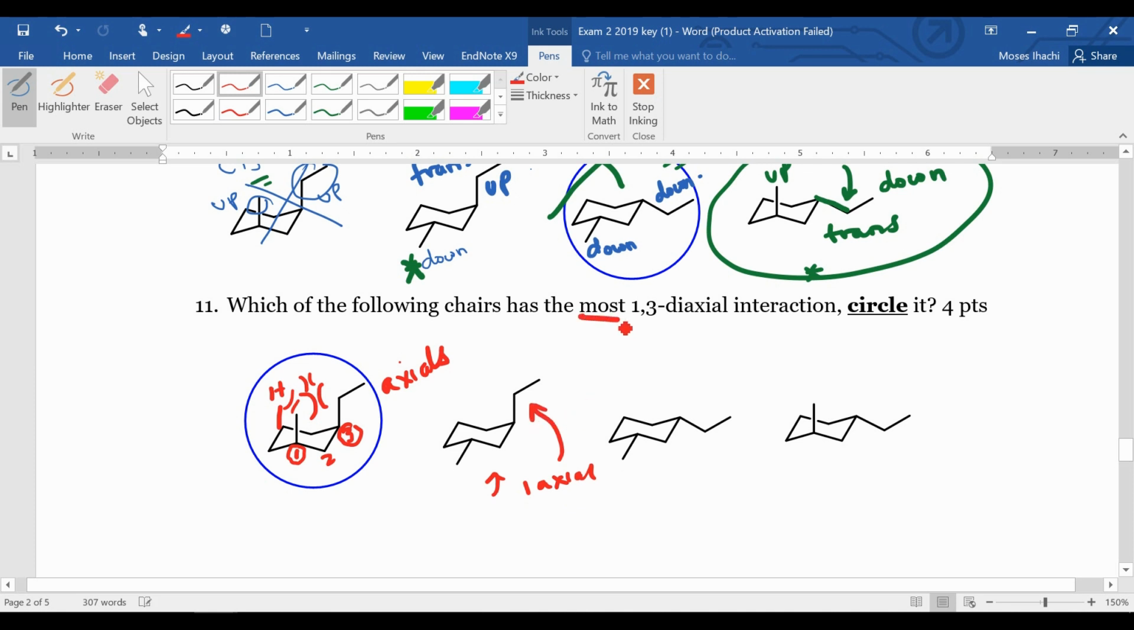We are looking for the one that has the most 1,3 diaxial. Di because there are two groups which are crowding. So you're looking for one that has the most big groups axial, either axial up or axial down. It doesn't matter, or both up and down. All you need is the most axials to answer this question. So this one has no axial. This has the least. If the question was looking for the least 1,3 diaxial, this is what you go for, because this is the most stable chair.